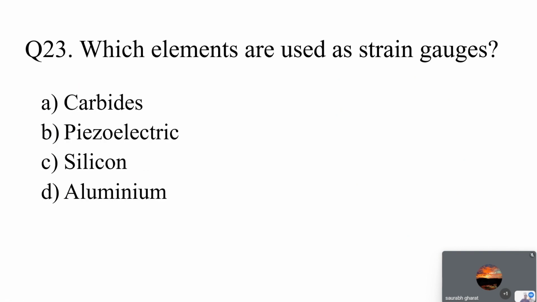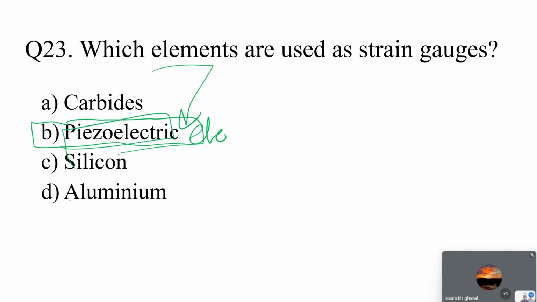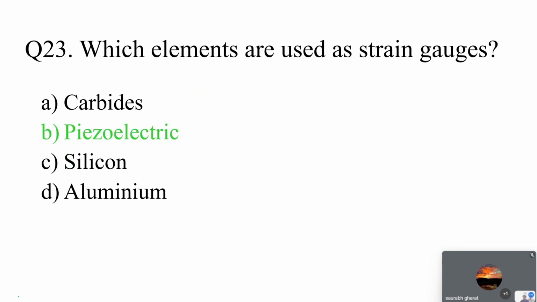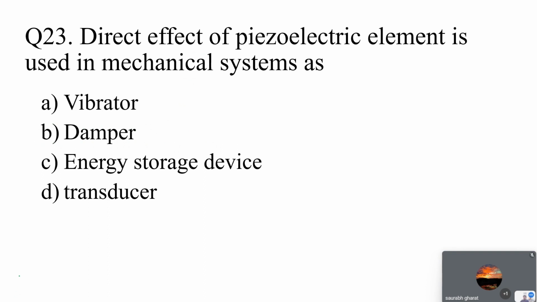Now, which elements are used as strain gauges? This is mentioned in the slides. First you were using thin wires, now you are using piezoelectric elements. Carbide and silicon are just meaningless terms. Piezoelectric is the correct answer, because of the direct effect and indirect effect, you know. The direct effect of a piezoelectric element is used in mechanical systems.